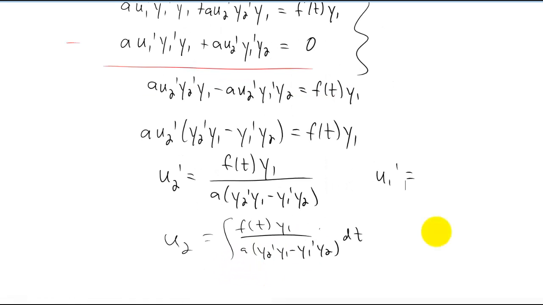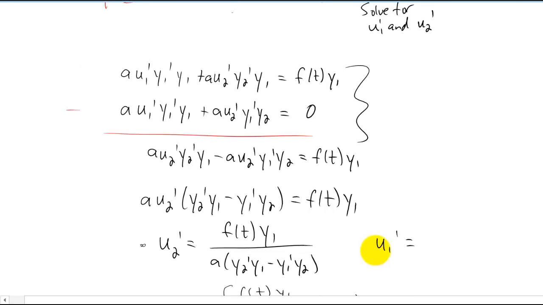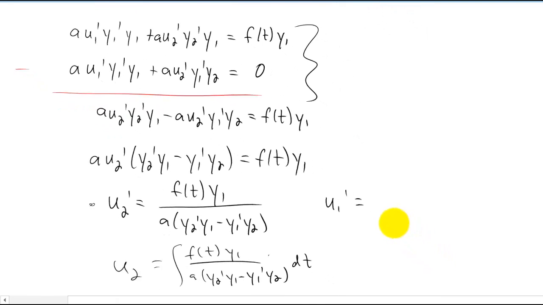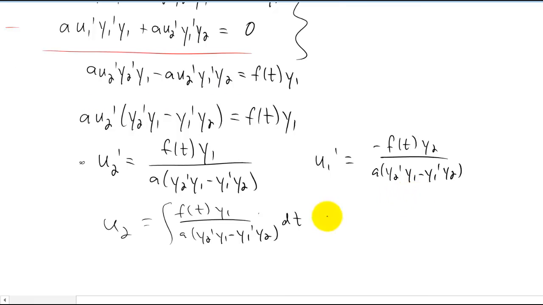So the other part of the goal was to find u1, not just u2. So what you have to do is take the solution that you got for u2 prime here and plug it back into this equation right here. Now once you do that, you can isolate u1 prime. It's actually not as bad as it looks. And you get something that looks just like this. And you can figure out what u1 is, again, just by integrating.